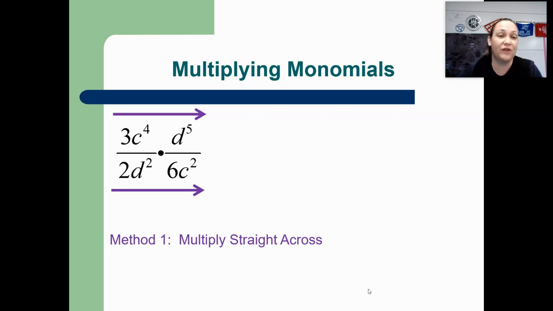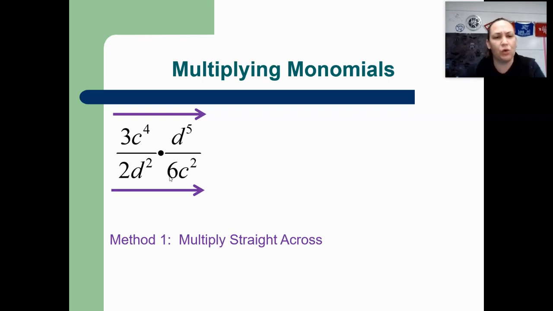Now, on the top of this fraction, I have a 3c to the fourth, d to the fifth. Those have nothing in common, so I'm just going to squish them together and write them on the top of one fraction. For the bottom, though, I do have two coefficients. I have a 2 and a 6. Those are going to multiply together, and they're both going to go to the front of the problem. And so at the front of the problem, I will be writing a 12.